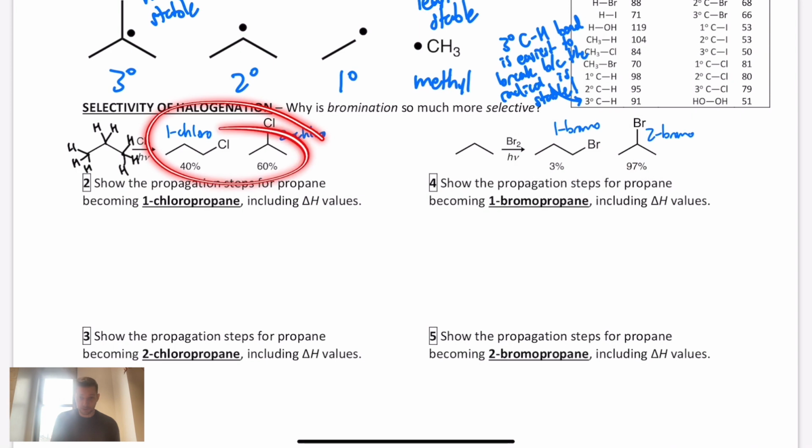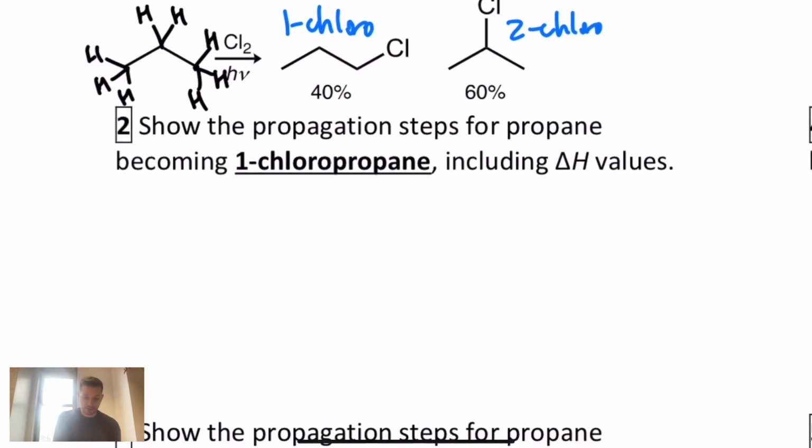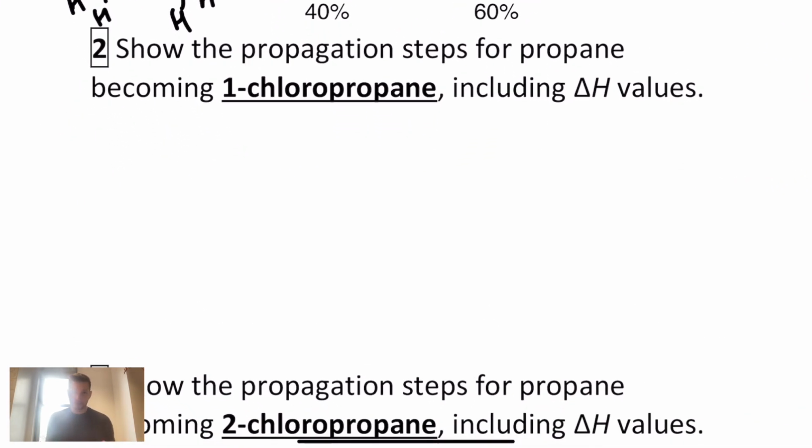That's what these are, right? These are constitutional isomers. Okay, so let's start by writing out the propagation steps of how we form these products. Remember, the propagation is not the initiation and not the termination, it's just the middle part of the mechanism. It's where you've already generated a halogen radical and then it sees an alkane.